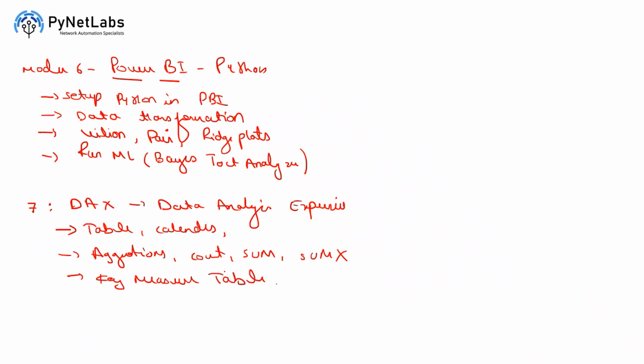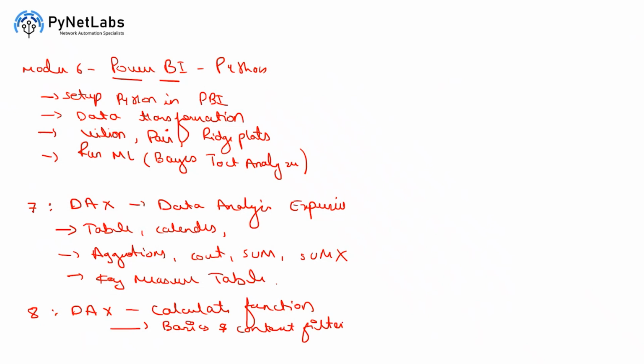Then comes the DAX CALCULATE function. Module number 8, DAX CALCULATE function. Now in DAX, I have the CALCULATE function. We'll be drilling down into the CALCULATE function. We'll see CALCULATE basics and context filtering as well. We'll see how to use filters in DAX, not directly drag and drop. Then ALLSELECTED. These are some of the queries that we'll be learning in my module number 8.